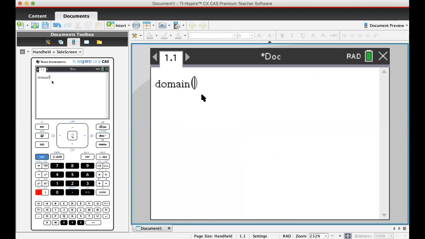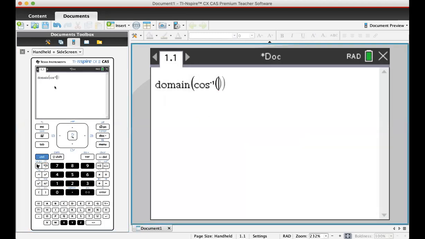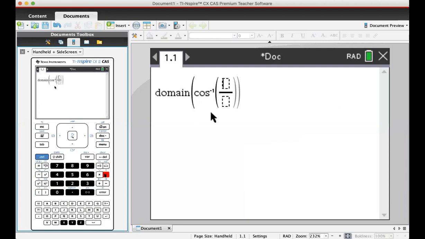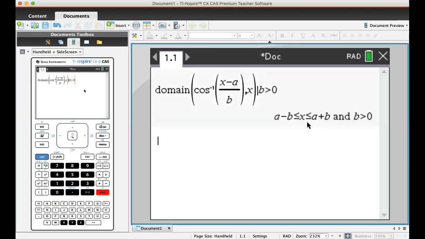domain, domain. And then you just hit trig, cosine, inverse. You need a fraction template, x minus a, oh sorry, should be a, and over b, comma x, indicating your independent variable. Remember, you have a parameter, b is a positive real number, so you just hit control equal, given that b is greater than 0. There we go. This is your final domain under the particular condition b greater than 0, okay?